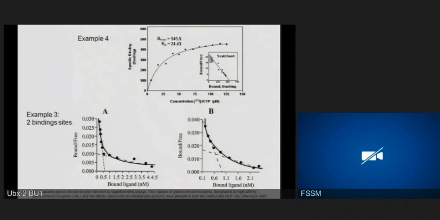And if you do the Scatchard plot, means that you have sufficient values, you will be able to calculate the slope of the curve, which will correspond precisely to 1 over KD.